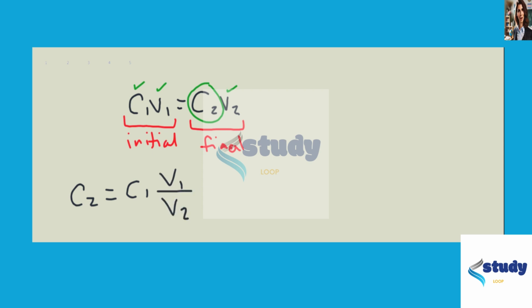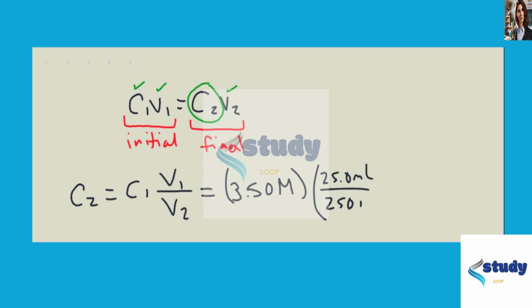And when we plug in these values, we find that our initial concentration is multiplied by 25.0 milliliters over 250 milliliters. Notice that this fraction is equal to 1/10, which is the same thing as what we found with our initial approach.